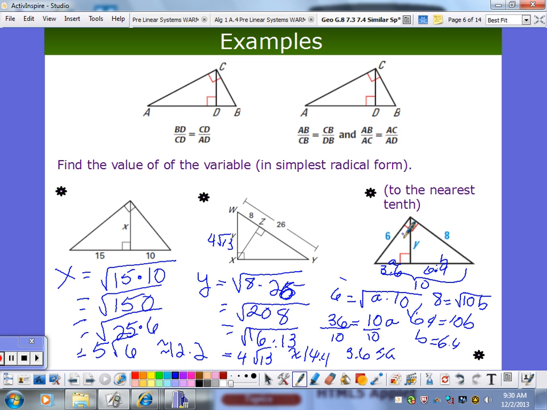Great! Why am I doing this again? Oh yeah, I want to find y. How can I find y? y is the geometric mean of these two things. So what can I do, Lydia?